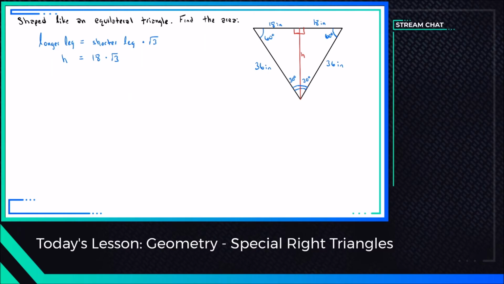And now that we have found h, we can plug h into the area of a triangle. So area is equal to 1/2 base times height, and solve for our area. Here's the thing though, we have to remember that our base is going to be this entire length. So we need to combine the 18 inches back together to get 36.